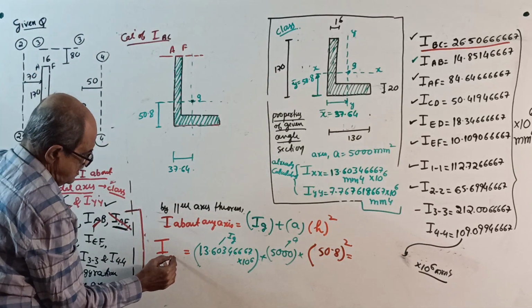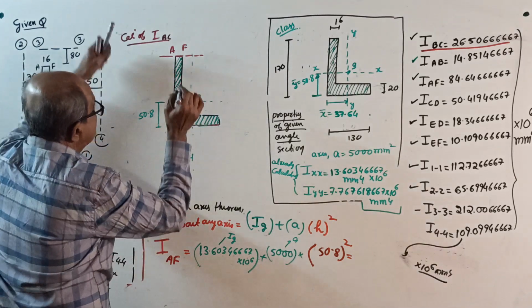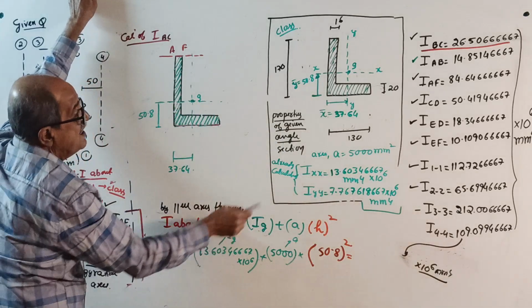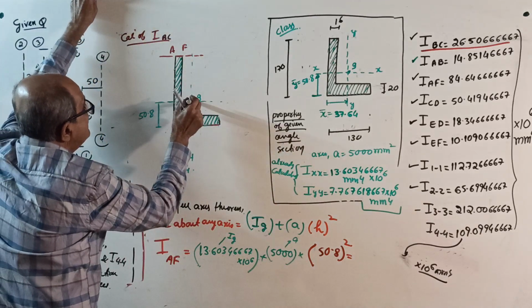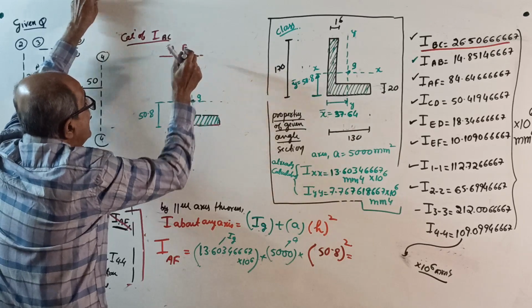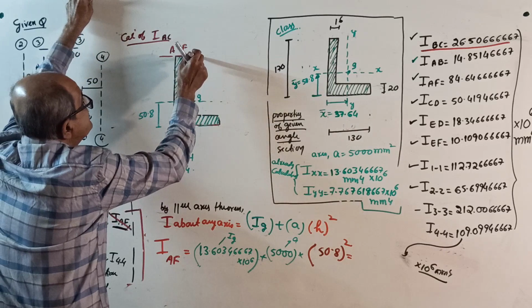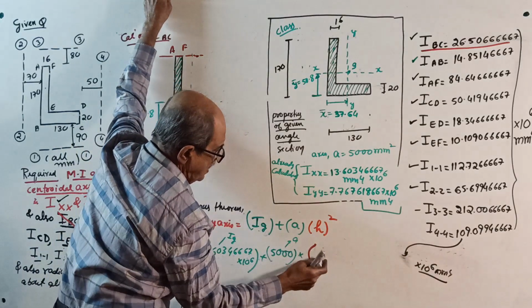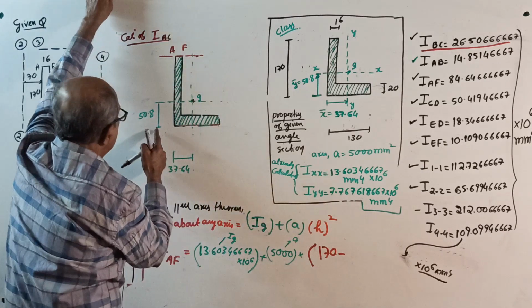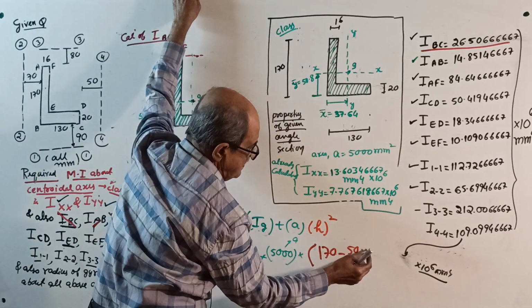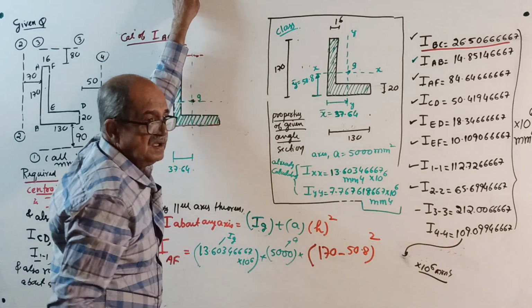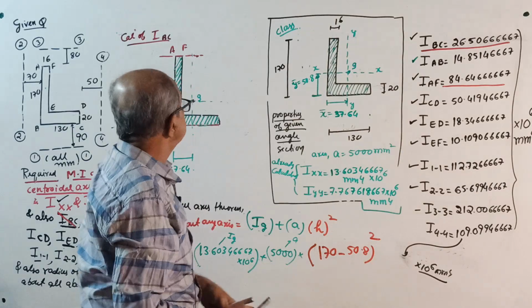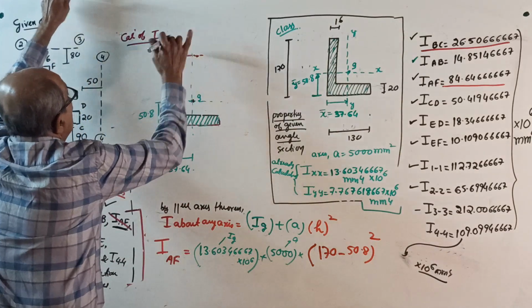I'll finish fast now. This actually is required for steel structures. First, I about its own centroidal axis. This distance is the same here, already there. Plus area into, see, this distance square. That distance, from here to here, is total 170. From 170, subtract 50.8, whole square. Calculate, guaranteed, this answer will come. My guarantee. After AF, sorry, I forgot to write here the calculation of IAF.